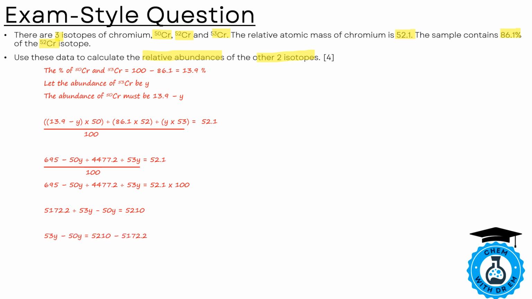Rearranging gives us 53y minus 50y equals 5,210 minus 5,172.2. That gives us 3y equals 37.8, and therefore y must equal 12.6. And therefore 12.6% is for chromium-53, and 13.9 minus that 12.6 is 1.3% for the chromium-50. Again, you can check all of that by plugging the 3 abundances and the 3 relative atomic masses of each of the 3 isotopes into the overall equation and checking that it equals 52.1.